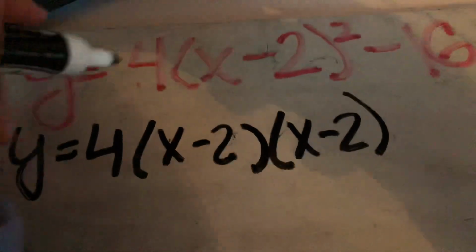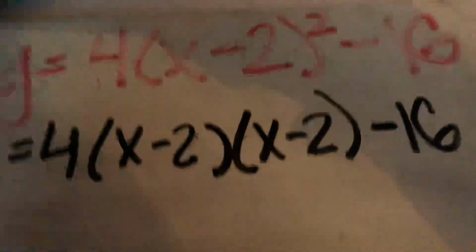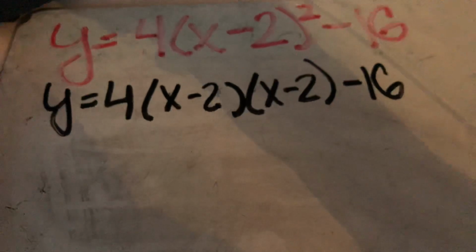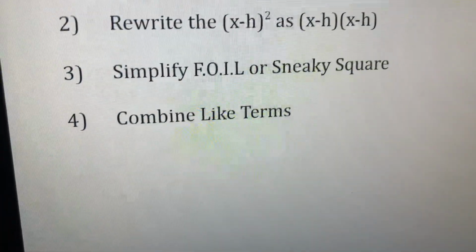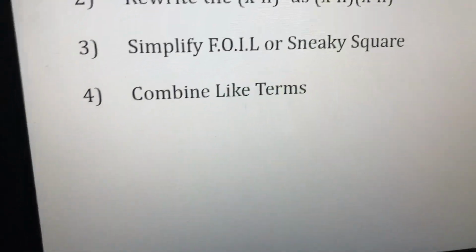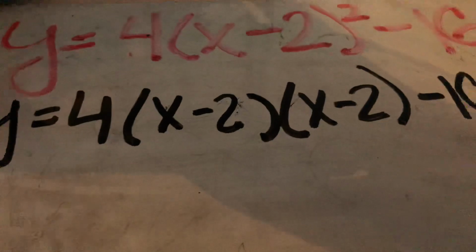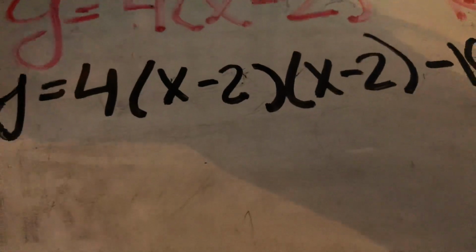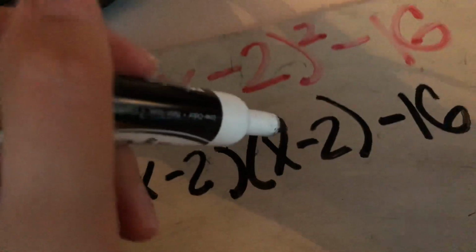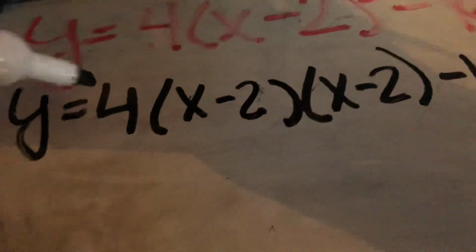Bring down all the other numbers. So I put that 4 in the front, and I'm going to bring down this negative 16 behind. Should look like this after step 2. Step 3 is to simplify using FOIL or sneaky square. Well, we can only use FOIL or sneaky square when we have two numbers in parentheses. But we have an a value in the front.